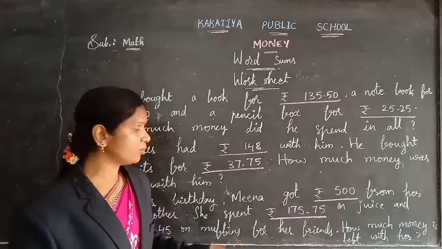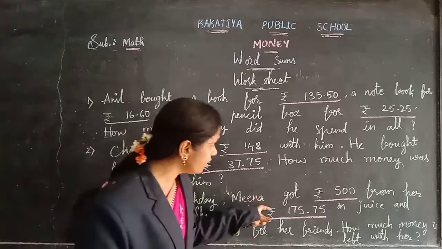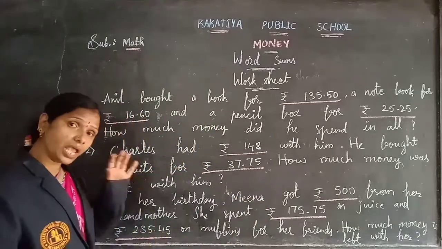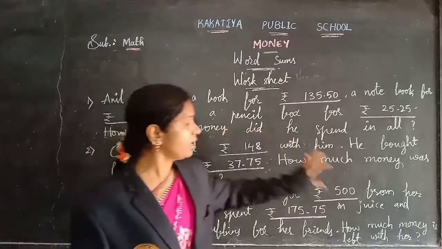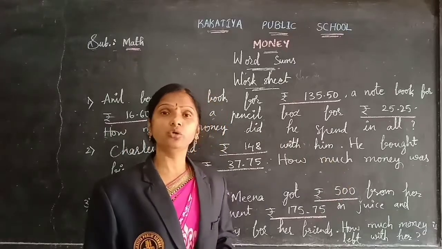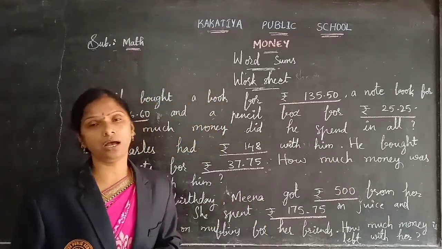Again, I am repeating this problem, children. You need to add these two numbers. That sum you subtract from the 500 rupees. So she will get the back amount.